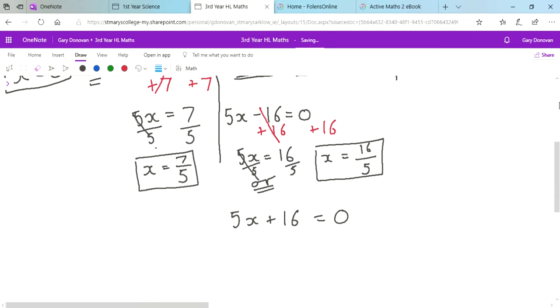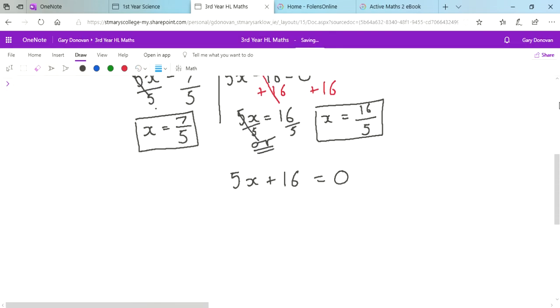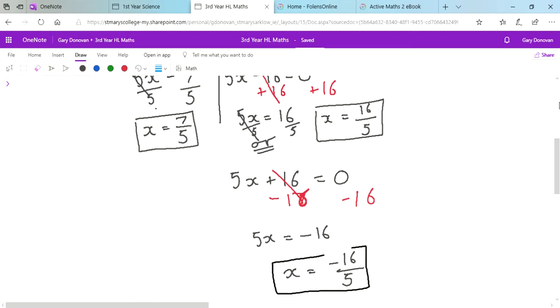Looking at the second one, same way of doing things. Minus 16 on both sides. They cancel. So 5x equals minus 16 this time, so x is going to equal minus 16 over 5. And there's our two possible solutions for this question.